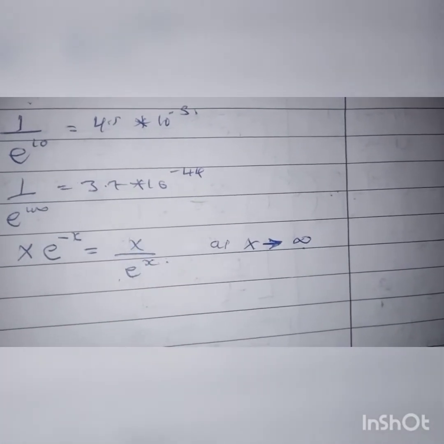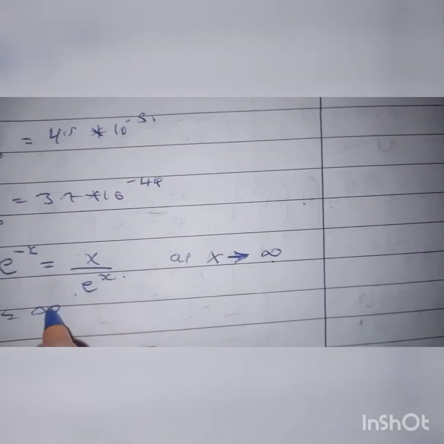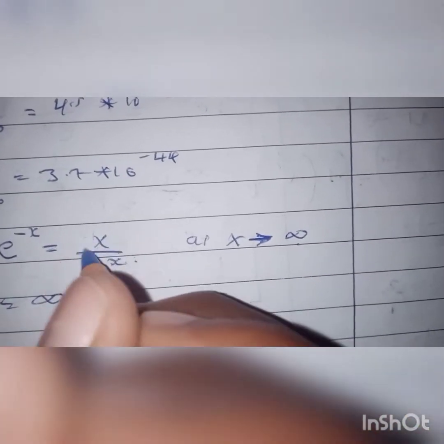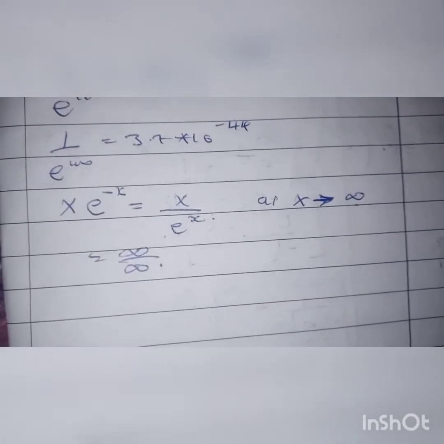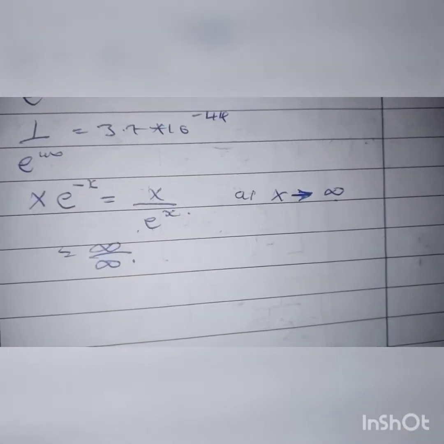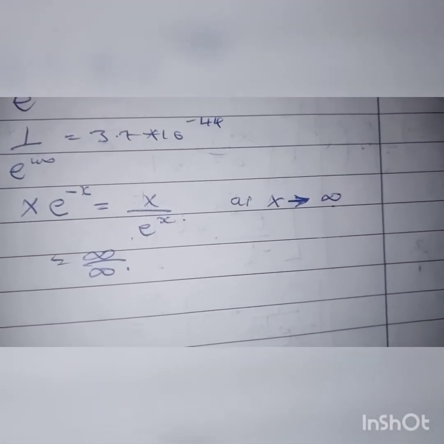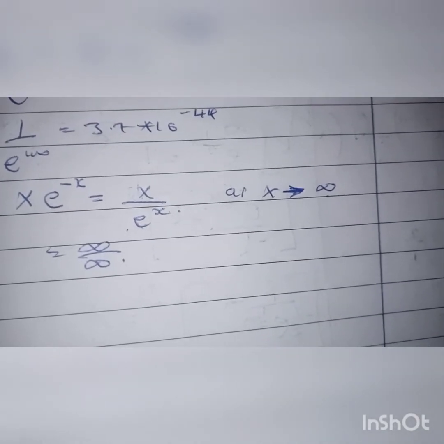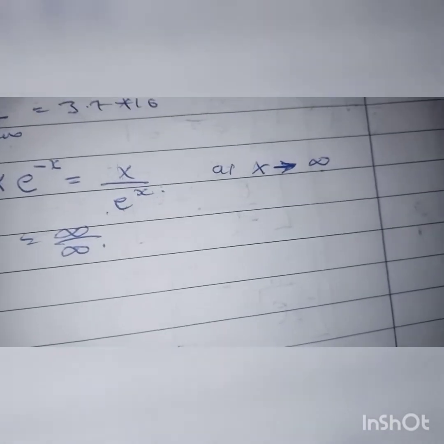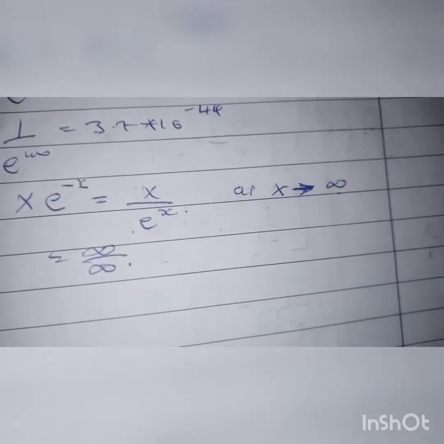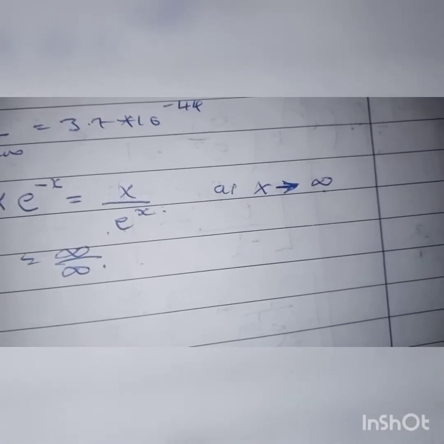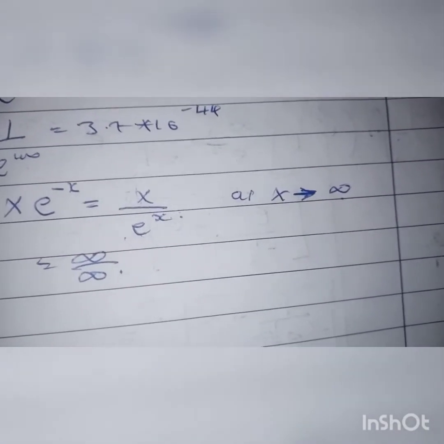Also, as x approaches infinity, this result here becomes infinity over infinity. But infinity over infinity is indeterminate. In limits, that is indeterminate. You can't get the result of that. Now, what should you do with such a function? What to look at is which function grows faster than the other. You have to determine the function that keeps on growing faster than the other.